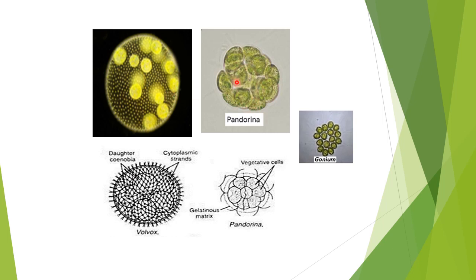And this is how Pandorina looks as a colony, as a coenobium, surrounded by an external gelatinous matrix. These are its flagella on the outer side, and this is also a gonium, which is externally covered by a gelatinous matrix. So these are the colonial types of algae, their structures and their figures.